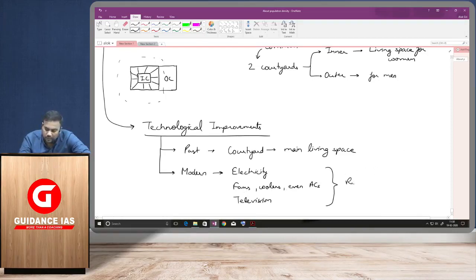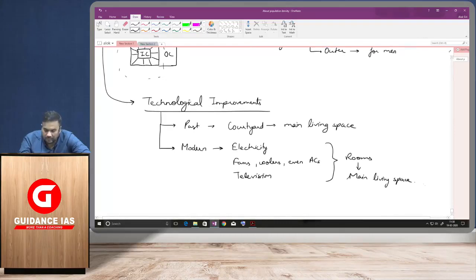And now rooms are becoming the main, we are using the word becoming, that means it is changing now, main living space. Also the factor of technology has led to a change in the structure of the houses from single story to them becoming multi-story. Okay? All these types of features would be found.